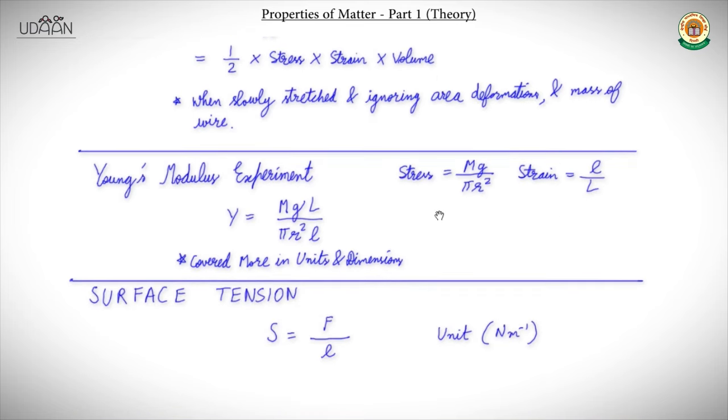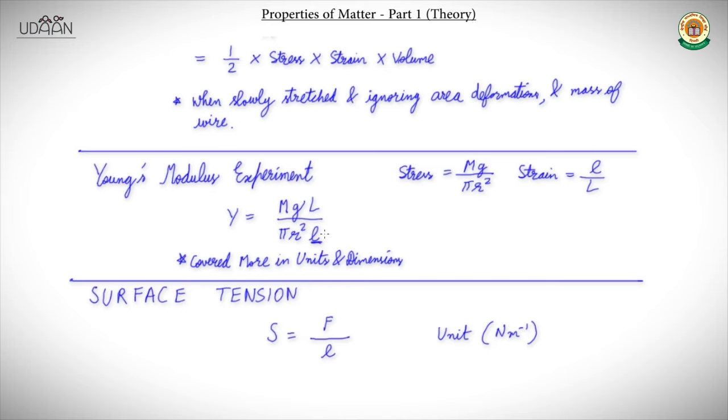Young's modulus experiment. We don't cover much of this as it is covered in units and dimensions. We just have to remember the formula. Y is equal to mg capital L, that is the original length, upon pi r square into small l, that is the change in length, so basically delta L of sorts.